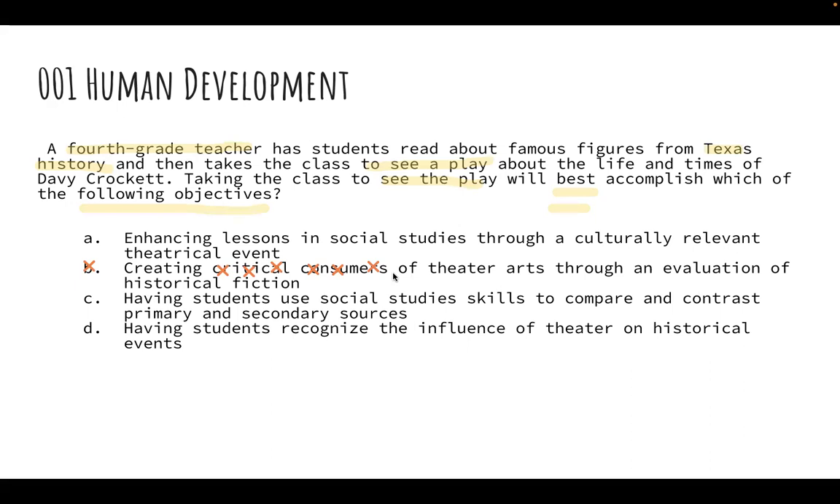Letter C. Having students use social studies skills to compare. They're not comparing and contrasting primary and secondary sources. They're doing Texas history figures, Davy Crockett. A primary source would have to be something that they said, that they wrote or they said, and that's not what's happening here. So that's not it. What else? I think D.